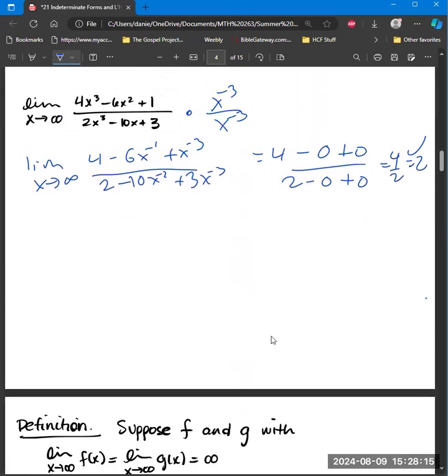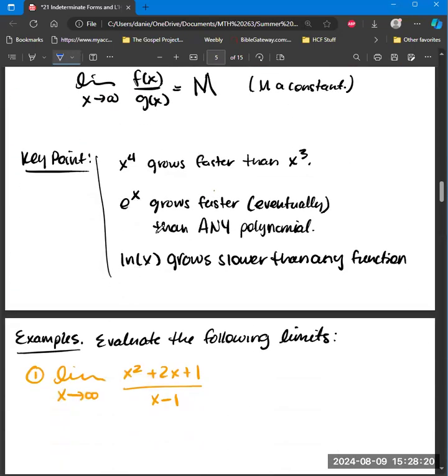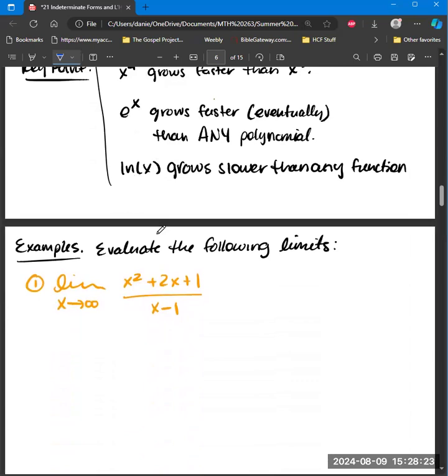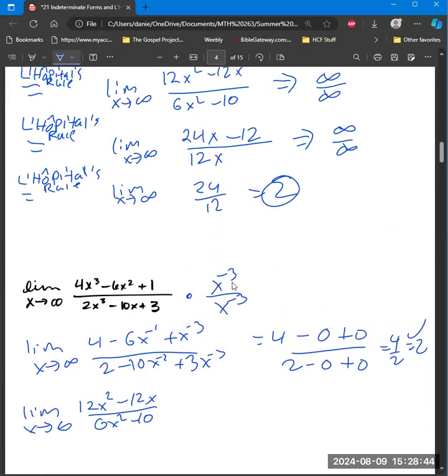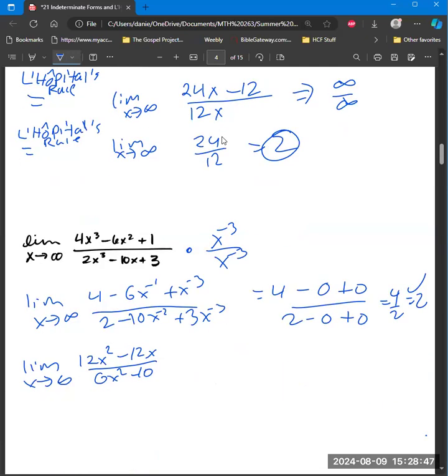Let's look at another example here. Just make sure I'm not getting too far ahead. Yeah. So additional examples here before this definition that's coming up. The limit as x goes to infinity of 12x squared minus 12x over 6x squared minus 10, which is this one, this piece right here. That's infinity over infinity. We can use L'Hopital's rule.